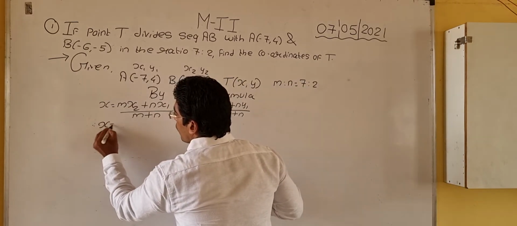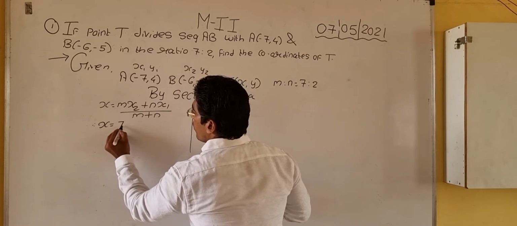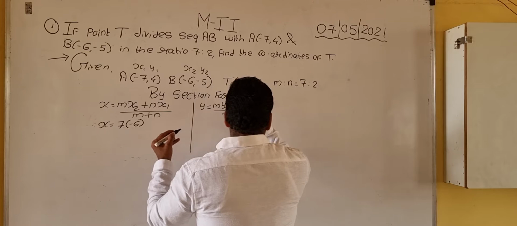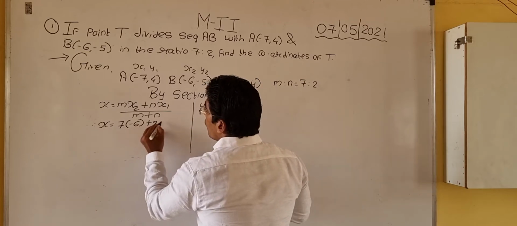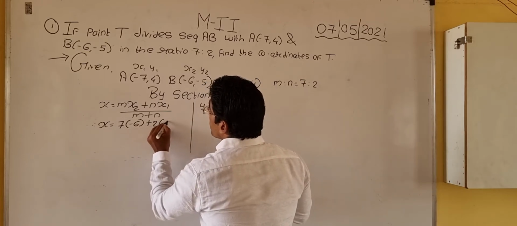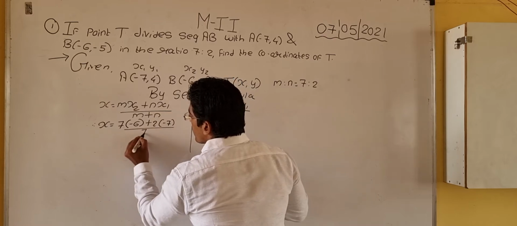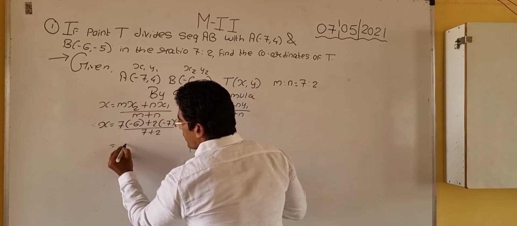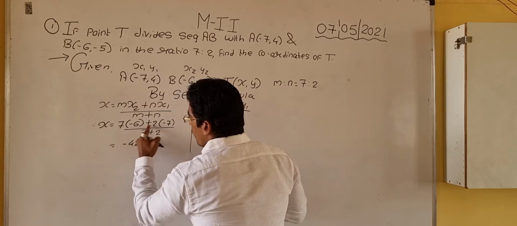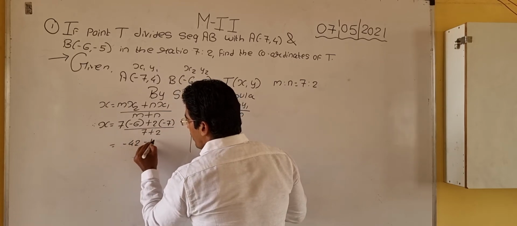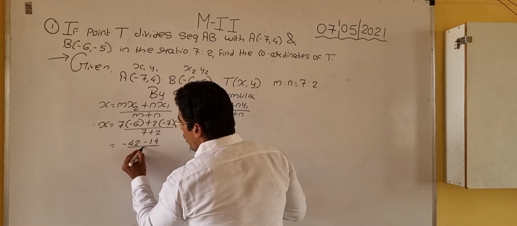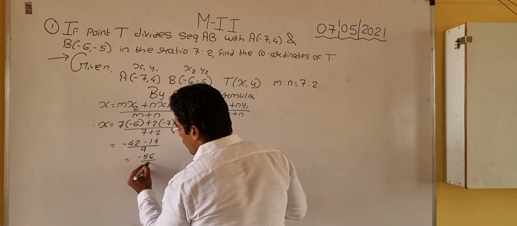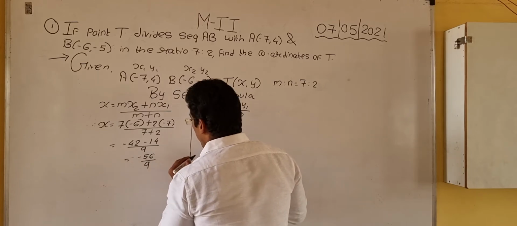Therefore, x is equal to, what is m? 7. What is x2? Minus 6. Plus, what is n? 2. What is x1? Minus 7, upon 7 plus 2. Let's solve it. 7 into minus 6 is minus 42, plus 2 into minus 7, that is minus 14, upon 9. That is equal to minus 56 upon 9. We got the value of x.